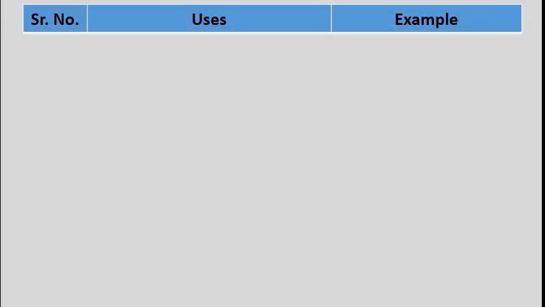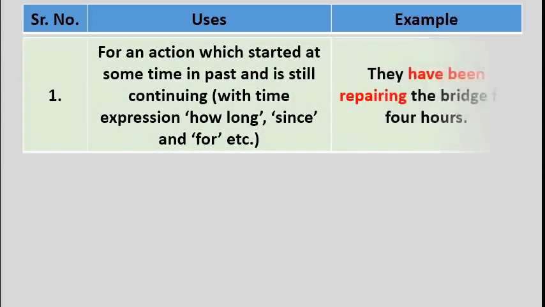Let's see the uses of present perfect continuous tense with examples. Number 1. It is used for an action which started at some time in the past and is still continuing. It is used with time expressions like how long, since and for. For example, they have been repairing the bridge for 4 hours.